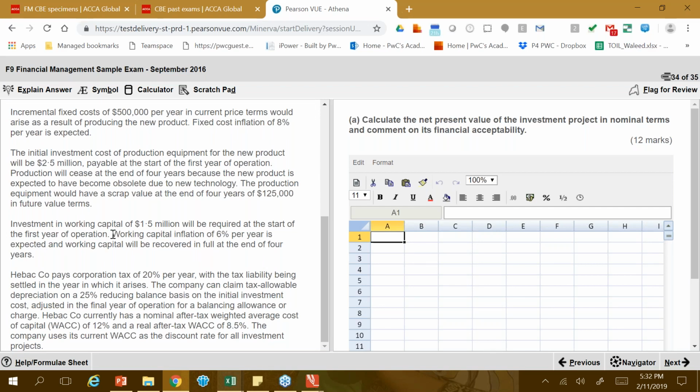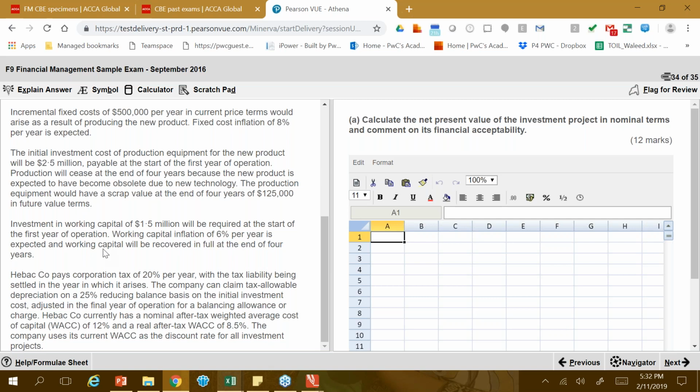Working capital inflation of 6% per year is expected. They are giving you information here for finding the incremental working capital every year with 6% growth. And working capital will be recovered in full at the end of 4 years. So it will be released back after 4 years, so it would be an inflow. Investment is an outflow. Incremental working capital is an outflow. And then recovery of the working capital is an inflow.